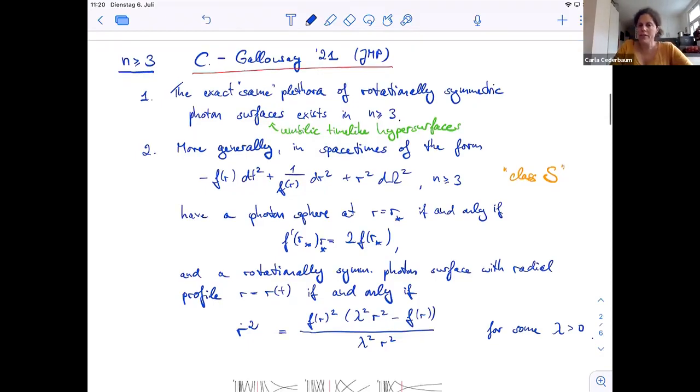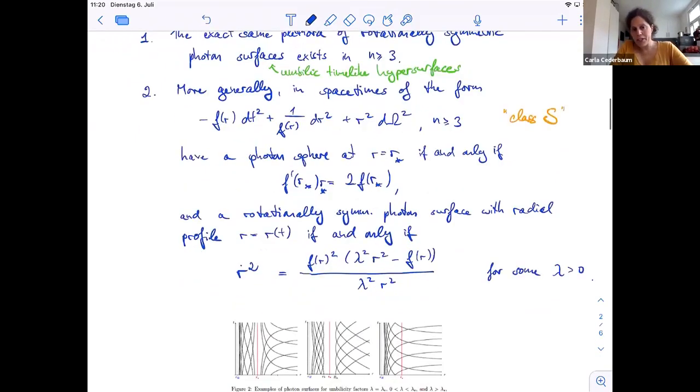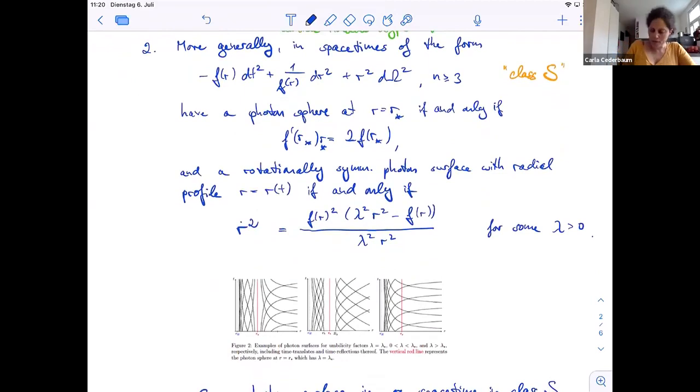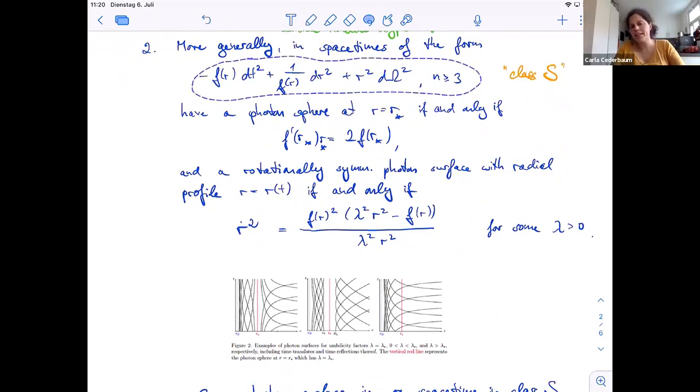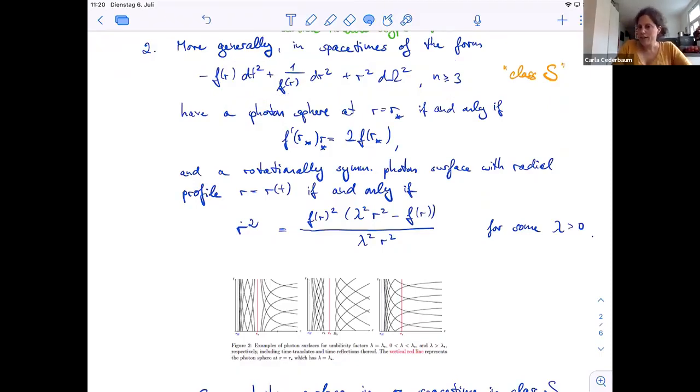And more generally, we find the exact same phenomenology in spacetimes of this form here, which of course includes Schwarzschild, but it also includes anti-de Sitter, Reissner-Nordström and many other examples, and we call those spacetimes of class S. And we find that the spacetime of this form has a photon sphere at a given radius r star, if and only if the function f at this r star satisfies this condition.